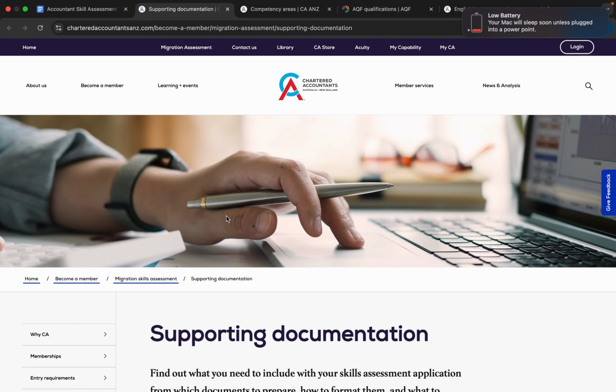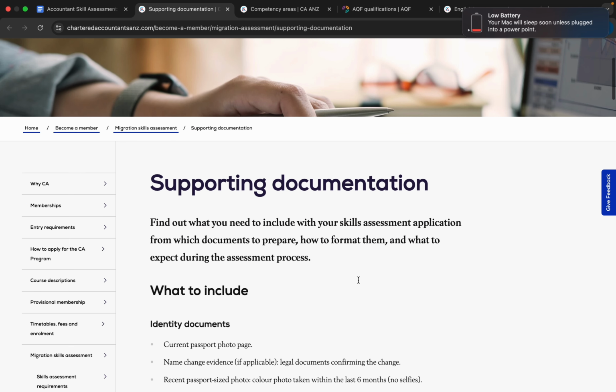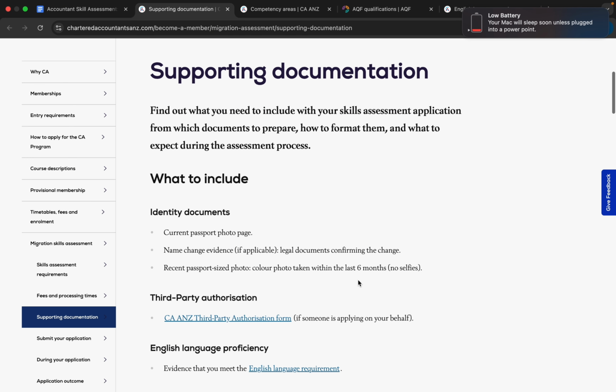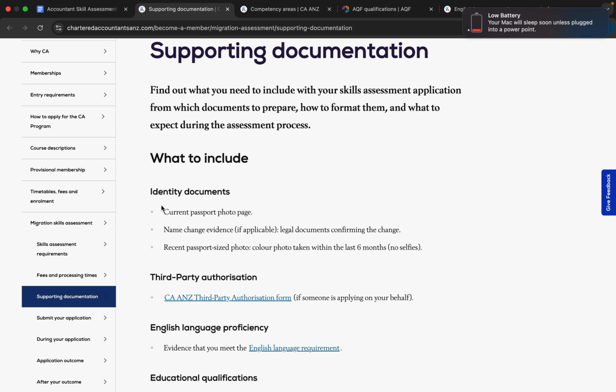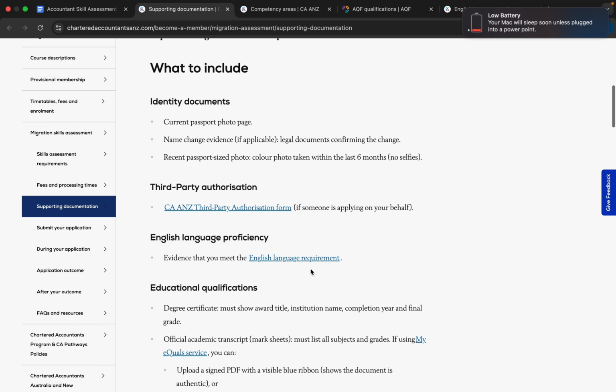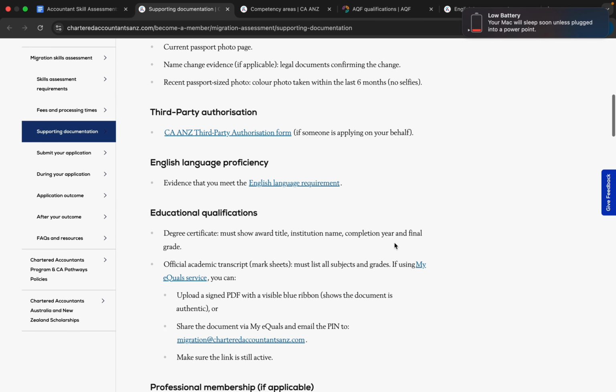Let's go to the supporting documentation for academic. Supporting documentation, what to include? You need current passport photo page, name change evidence if applicable, a recent passport size photo, and third party authorization, CAANZ third party authorization form. If someone is applying on your behalf, only this one, but if you are applying by yourself, then you don't need to do it. English language proficiency, we already talked about it, and educational qualification, degree certificate must show.